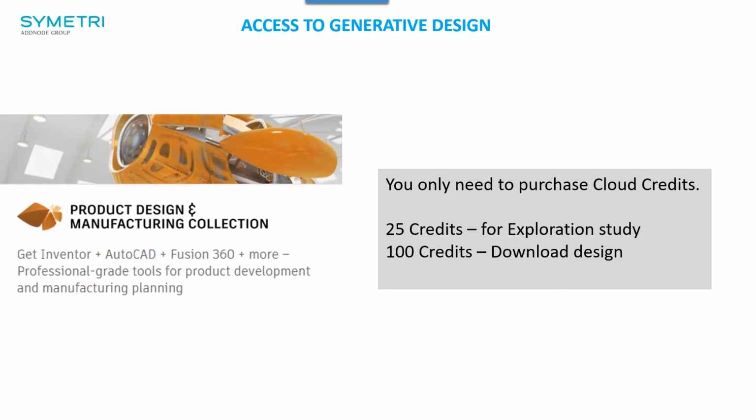The only additional item you need is the cloud credits. And you'll see in the presentation in a moment that to submit the job for the explorations, you need 25 credits for every exploration you submit to the cloud. And then once you select a design and you download it, it is basically 100 credits to download an optimized design.